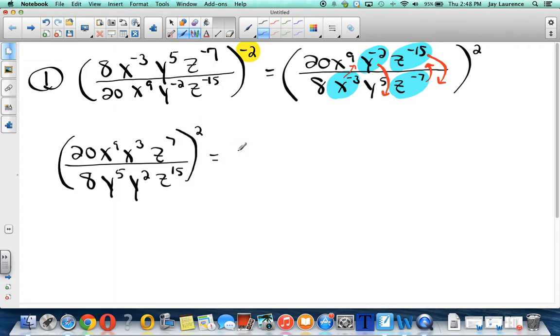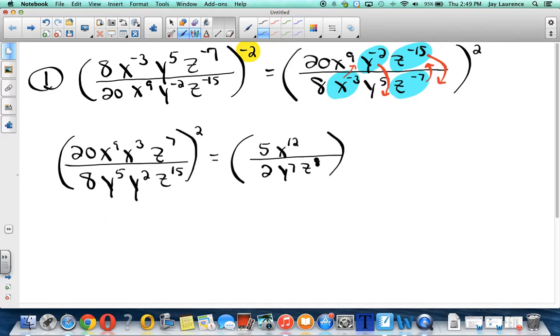Now, before I square everything, we should simplify as much as possible. I'm going to find the GCF of 20 and 8. I believe it's 4. I'll divide by 4, and I will get 5 over 2. X to the 9th times x to the 3rd is x to the 12th. Y to the 5th times y squared is y to the 7th. And the z's, it'll be a z to the 8th, but won't it be in the denominator?